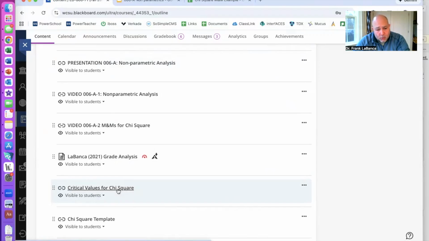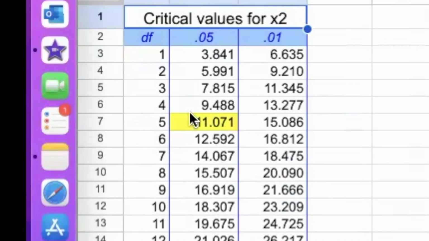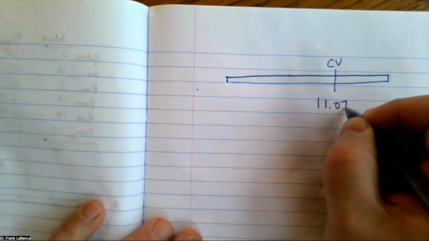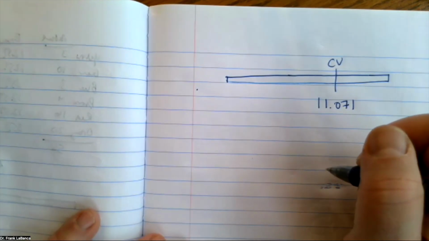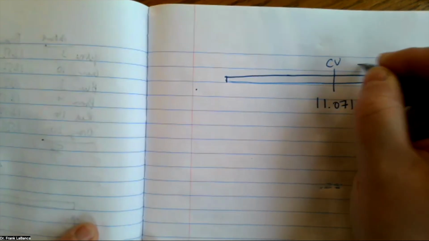So in Blackboard, I've linked a critical values table for chi-square, and it's based on degrees of freedom. We look at 0.05 as our alpha level of significance, and we look up degrees of freedom, 5, and we get a value of 11.071. So we've got a critical value of 11.071, and we know that our chi-square value is 27.64. So that's over here.